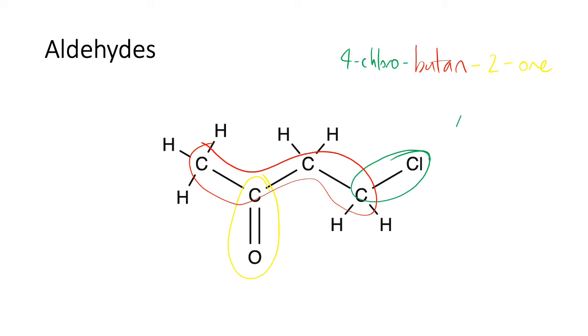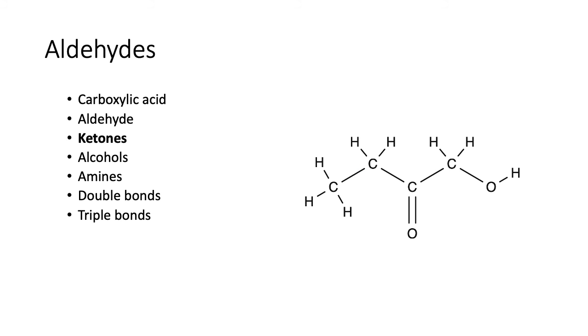So remembering that the chlorine has even less priority than a double bond or a triple bond, it's right at the bottom of those lists. So therefore the ketone gets priority to get the lower number, it gets the number 2, and then the 4-chloro has to be at the end because it's got the lower priority number.